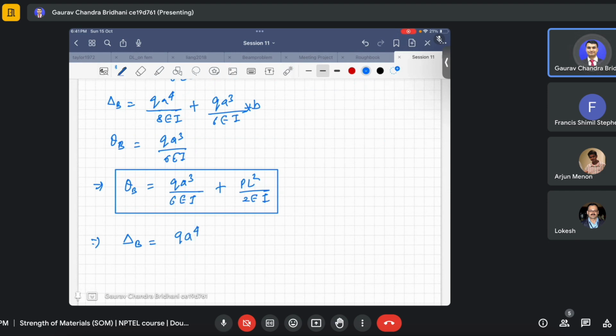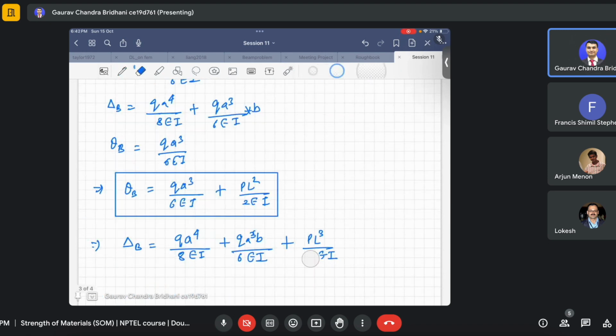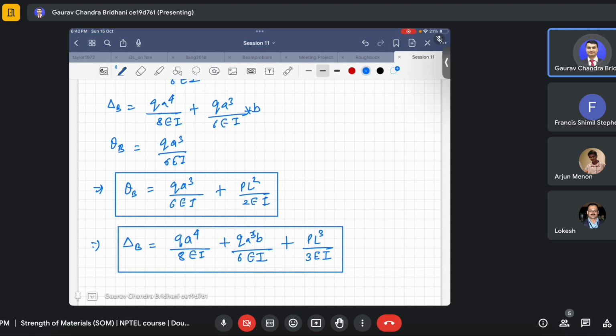Will be QA power 4 upon 8EI plus QA cube into b upon 6EI. Okay, and plus PL cube upon 3EI. Sorry, that will be 3, not 6. So this becomes the deflection. So we just found the deflection and the rotation at a point due to two multiple loads. Okay, so that's how we use the superposition principle.